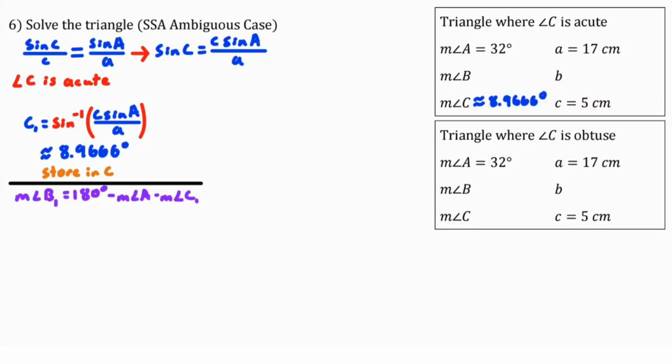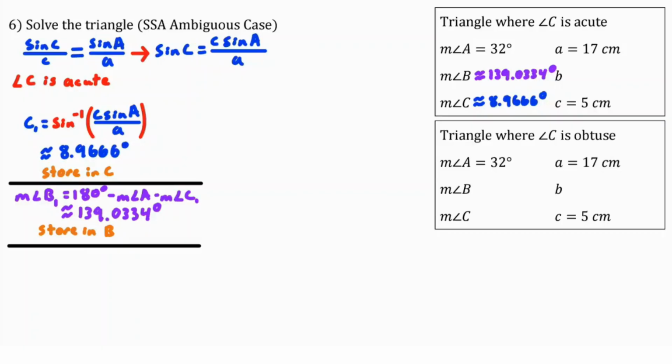Then let's solve for angle B. All three angles should add to 180 degrees. Solve for this, and you get angle B to be about 139.0334 degrees. Then store it in for B. Next, section it off and solve for side B.